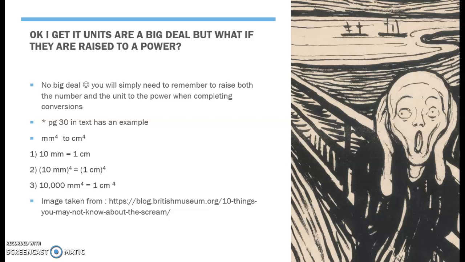So say, for example, you need to go from cubic millimeters to square feet, whatever it is. What you have to do is you have to raise both the number and the unit itself by the power. So you can see the example there.